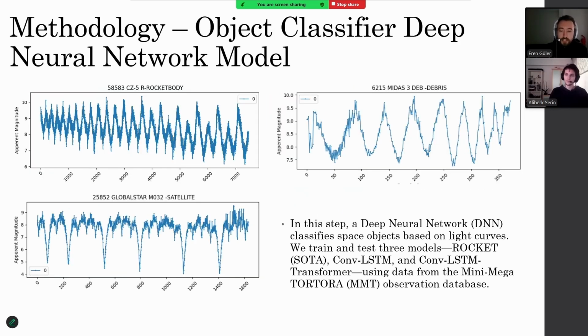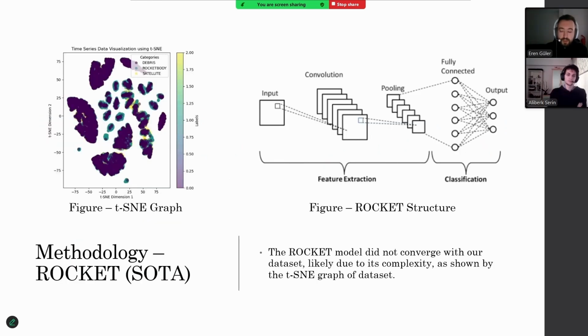In this slide, you are seeing three different light curves belonging to three different classes named satellite, rocket body, and debris. We tested three different deep learning models for the classification part. First, here is the ROCKET model. ROCKET is a state-of-the-art deep learning model used in time series classification tasks. It is based on random convolutional kernels. Because our dataset is complex, as seen in the t-SNE graph at the top left of the screen, we did not get very good results.